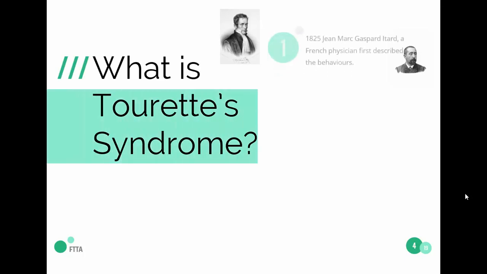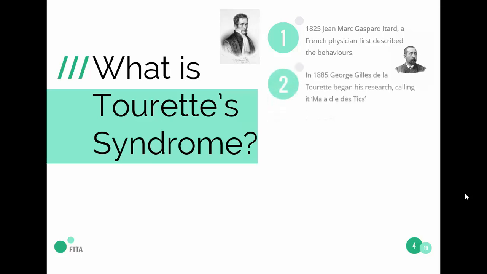Okay, so Tourette's Syndrome. What exactly is Tourette's Syndrome? In 1825, Jean-Marc Gaspard Itard, a French physician, first described the behaviours. Now Tourette's is the same as autism. It's not that it hasn't existed for thousands and thousands of years. It's just a case of when it was first recognised officially by psychologists and the medical fraternity, I guess. Sort of like gravity. Newton didn't invent it. It was always there. It's just a case of when someone actually decided that it was a syndrome that needs to be classified and studied and so on and so forth.